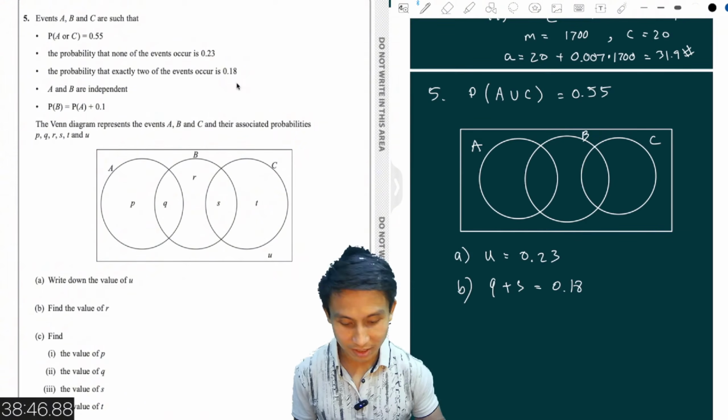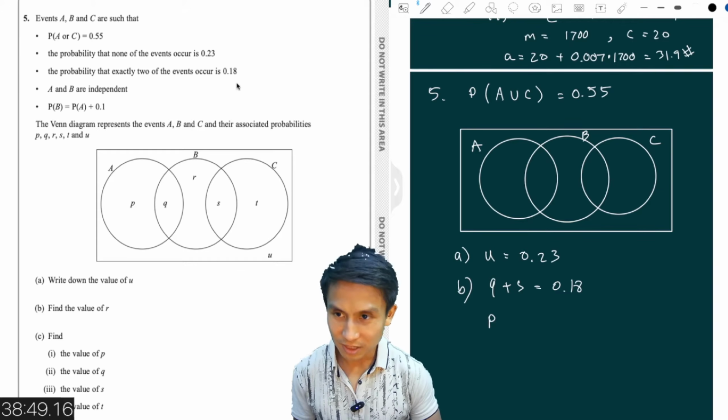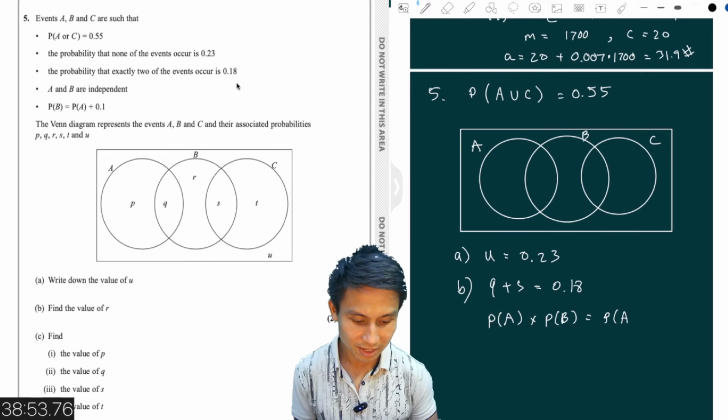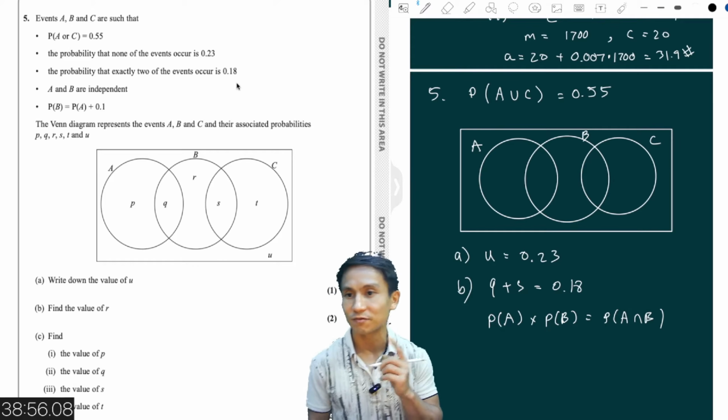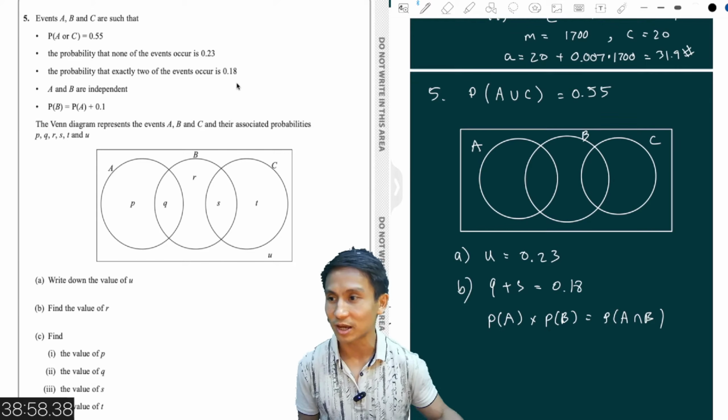And A and B are independent. So that is to say P(A) times P(B) equals P(A intersect B). That is the definition of being independent, guys. You need to know that.